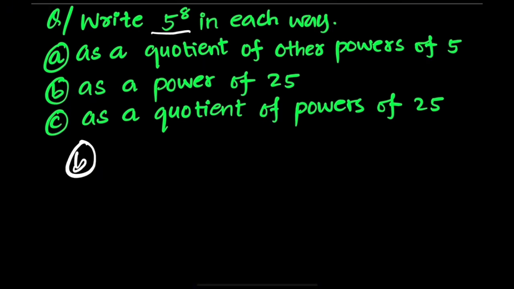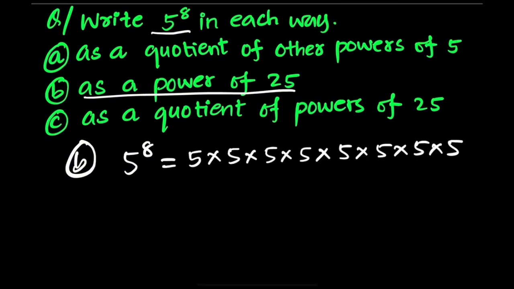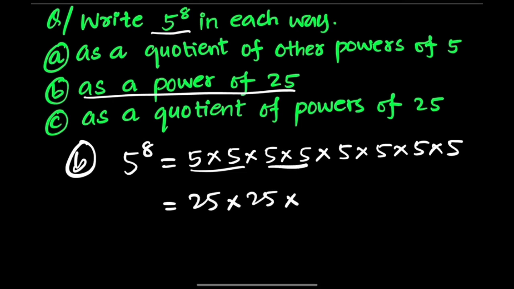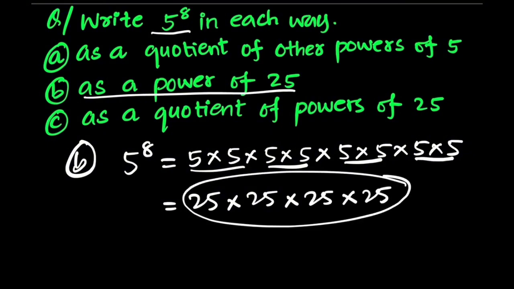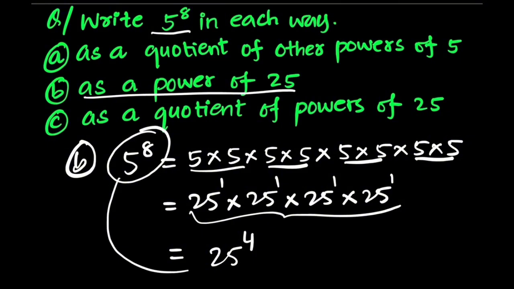Now let's solve part B which says express 5 raised to 8 as a power of 25. So I can write 5 raised to 8 as 5 repeatedly multiplied 8 times. I can write this as 5 times 5, which is 25, times again 5 times 5, which is 25, times 5 times 5, which is 25, times 5 times 5 here, which equals 25. Since 25 is repeatedly multiplied 4 times, I can write this as 25 raised to 4. So 5 raised to 8 is exactly equal to 25 raised to 4.